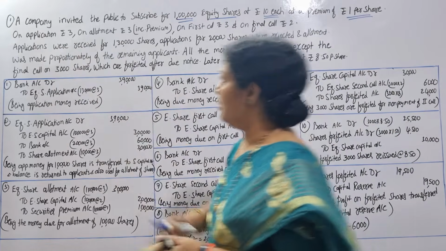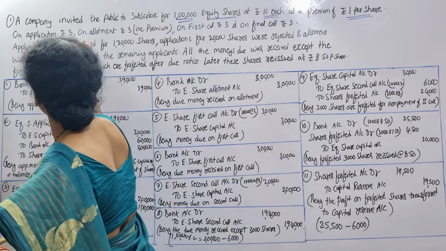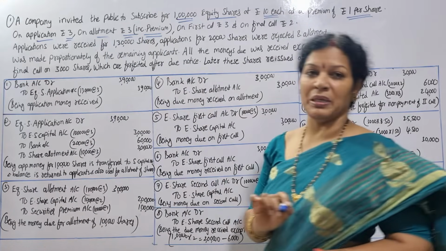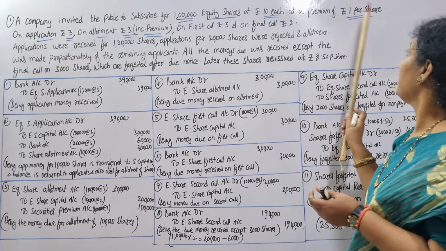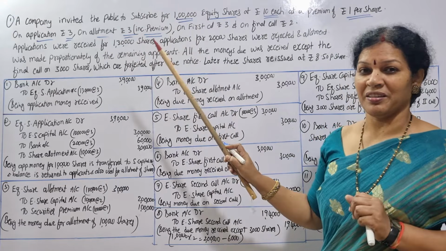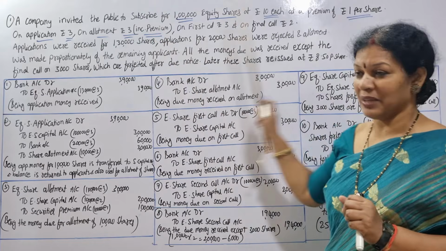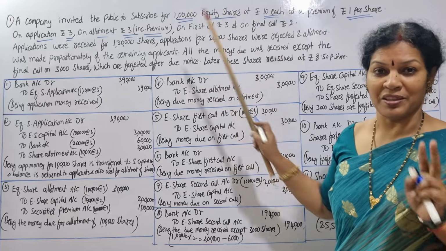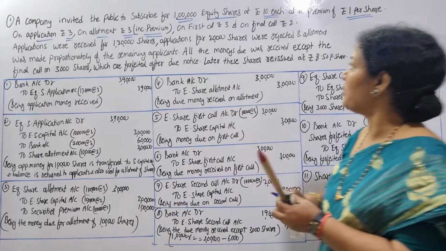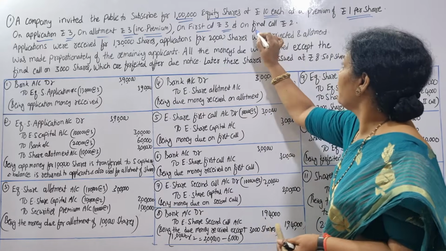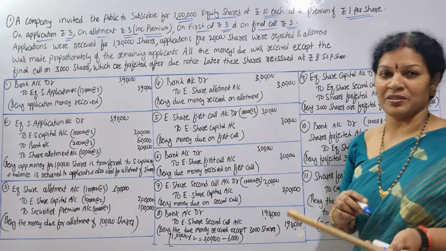On application, 3 rupees. On allotment, 3 rupees. This is including premium. Premium is 1 rupee, they said. Allotment means 2 rupees plus 1 rupee premium, so in this 3 rupees, premium 1 rupee is included. On first call, 3 rupees. On final call, 2 rupees.